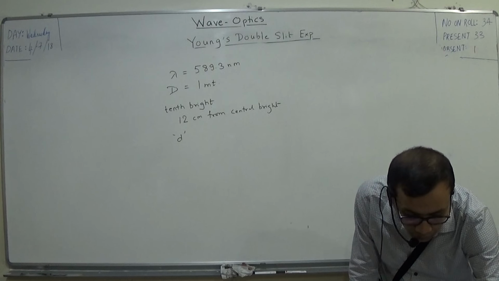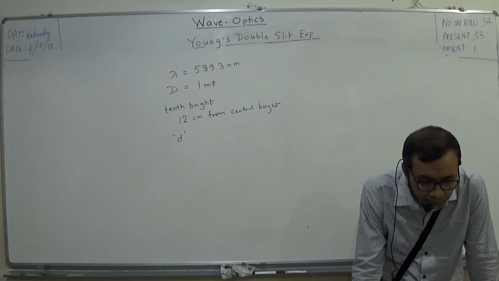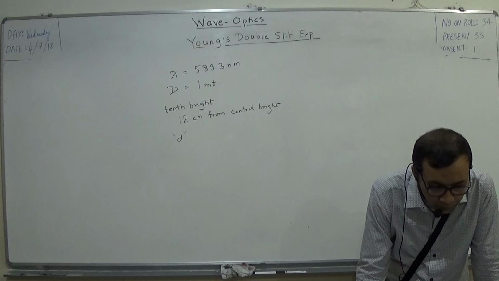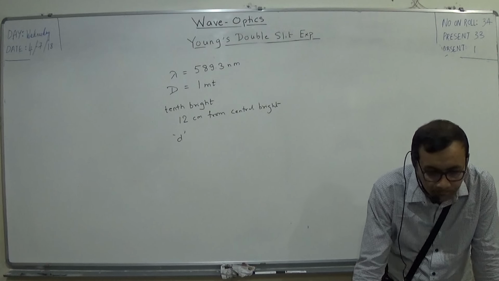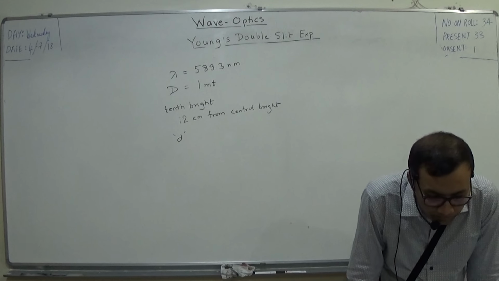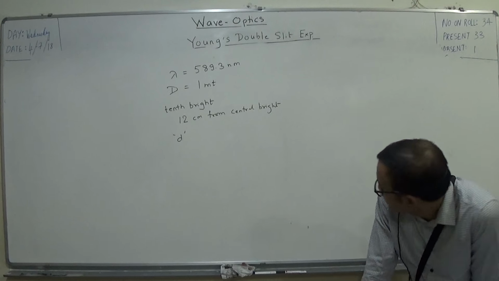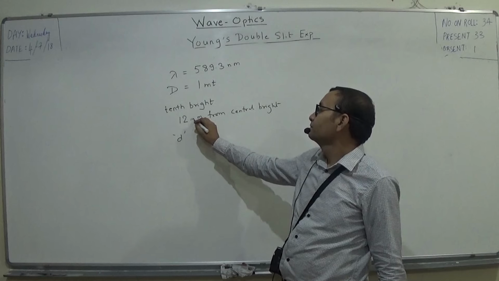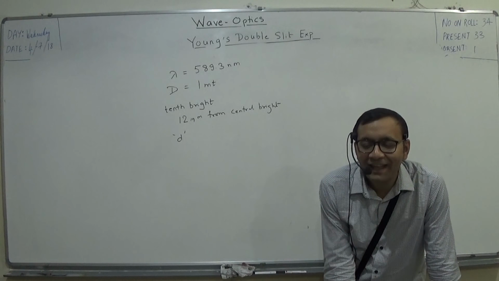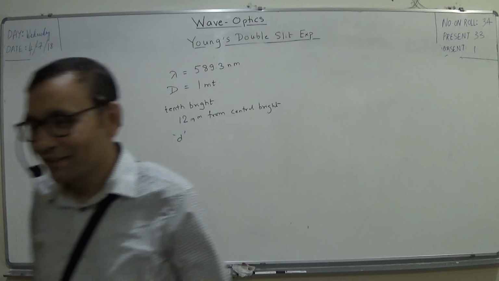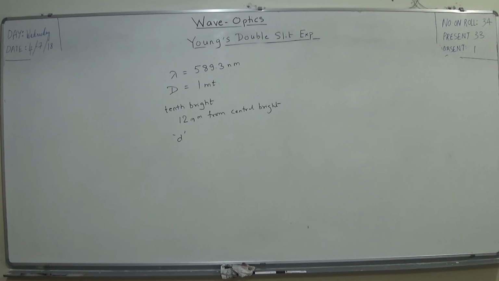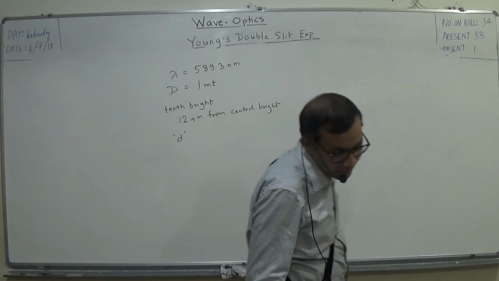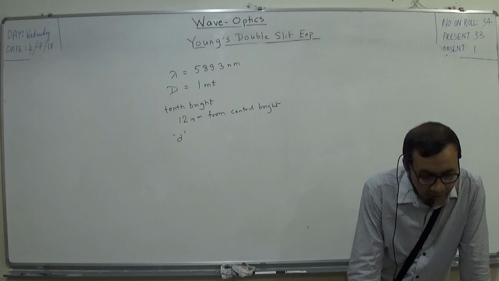589.3 and 10 to the power minus 9 combined. No, all wrong. So 589.3 into 10 to the power minus 9. Oh, sorry, this is 12 mm. Did you get it? Show me. Okay, good. So 589.3 into 10 to the power minus 6. Yes.